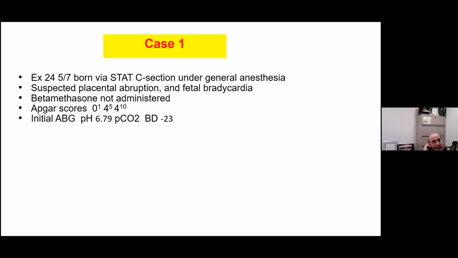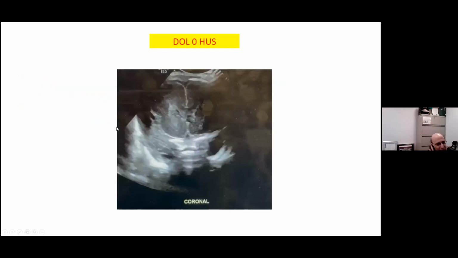So case number 1, courtesy of Liana, 24 and 5/7 weeks, stat C-section, suspected placental abruption and fetal bradycardia. Didn't get betamethasone, and that's one strike. APGAR scores were 0, 4, and 4 at the respective times as indicated. Initial ABG pH 6.79. So when you look at this 24 and 5/7 week baby, never got betamethasone, with initial pH of 6.79, you're worried.